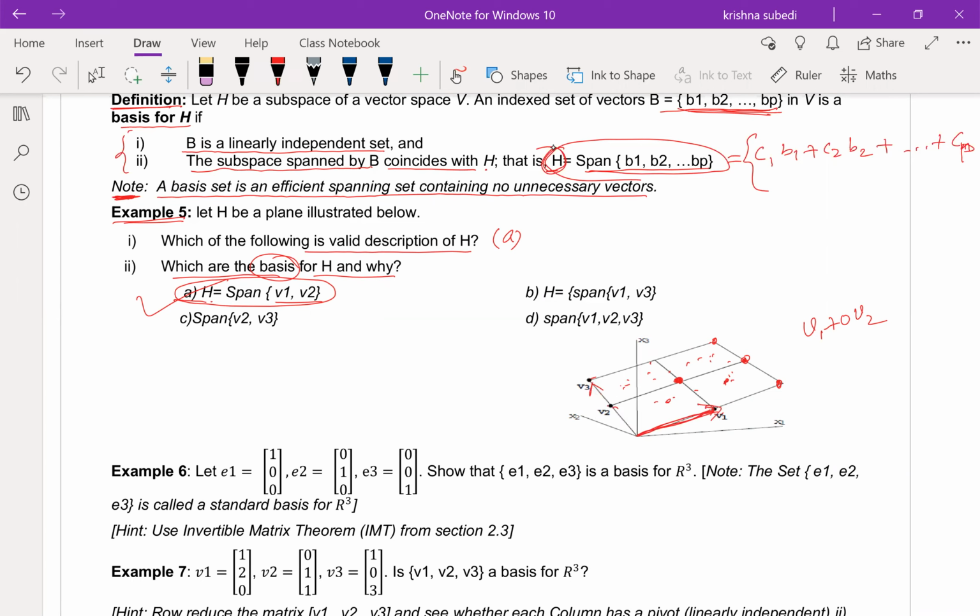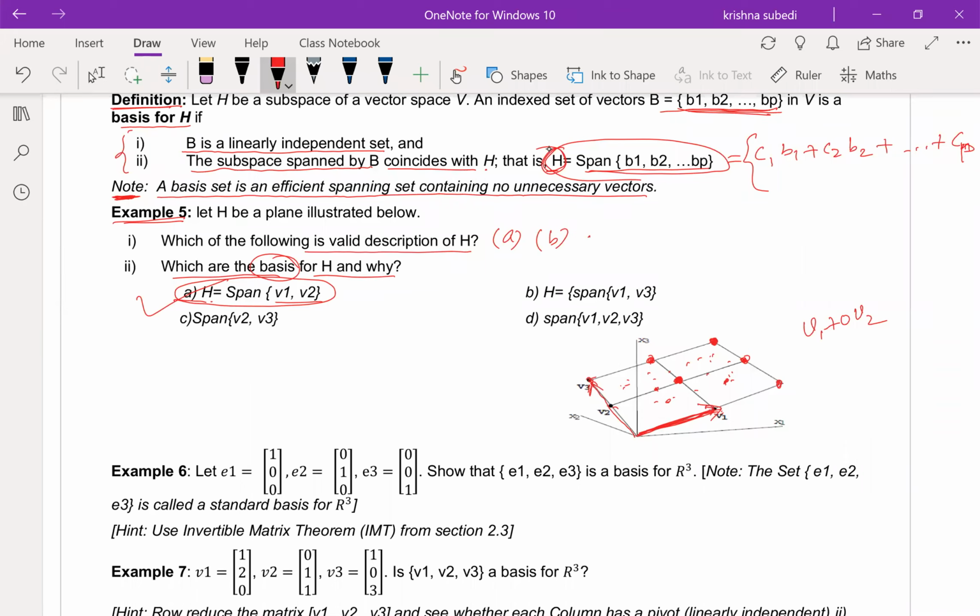Suppose this v2 is not given. I'm just given v1 and v3. Can I generate this plane? In other words, can I express this point using v1 and v3? Yes. Can I express this point in terms of v1 and v3? Yes. Every point can be expressed using this. So part B is also a valid description.